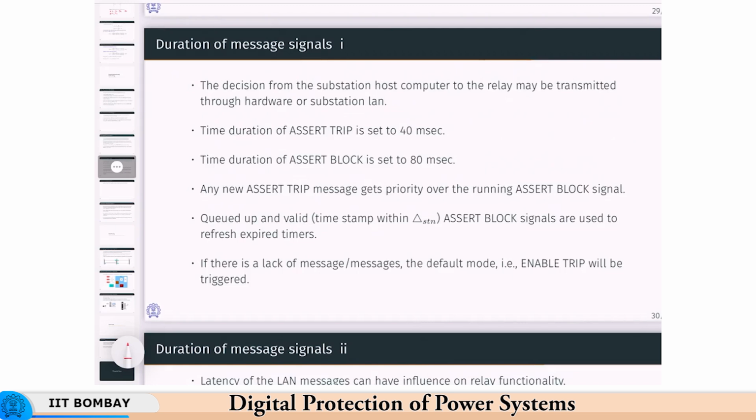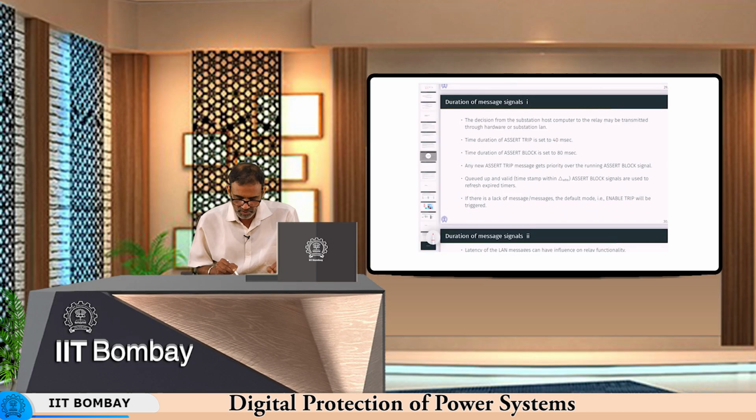Okay. So what are the typical values of time durations that are associated with this? Here, from the substation host computer, the decision is transmitted to the relay, because the relay can also be hooked up to the substation host, to the substation network or the substation LAN. The duration of the assert trip is set to 40 milliseconds.